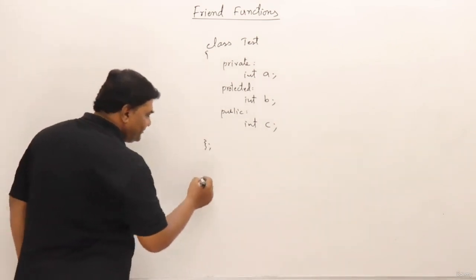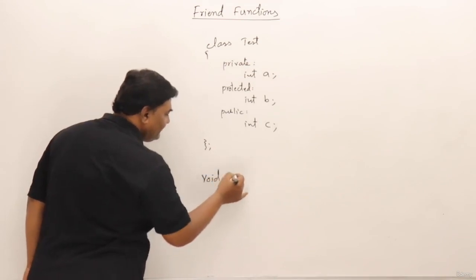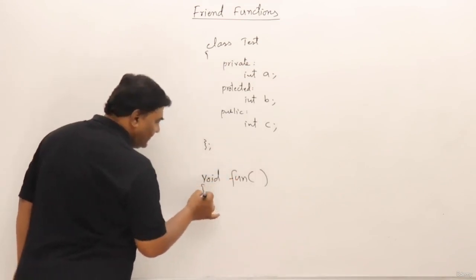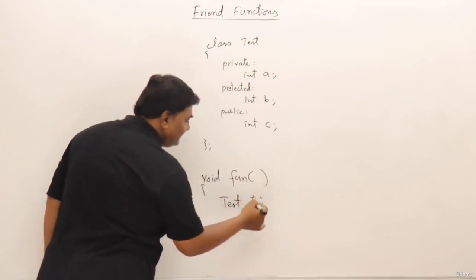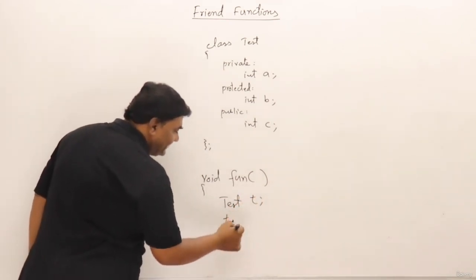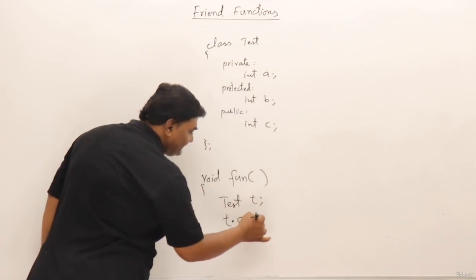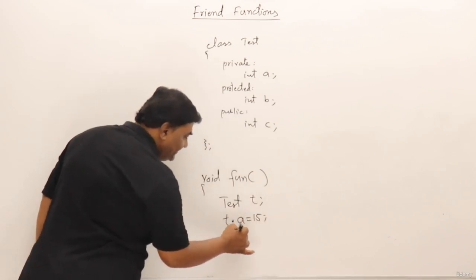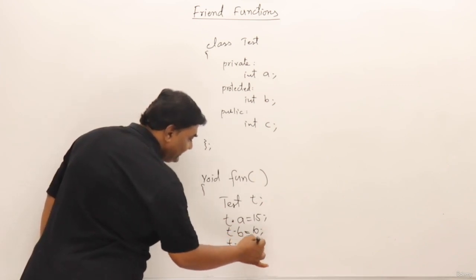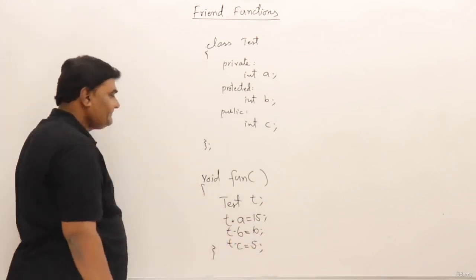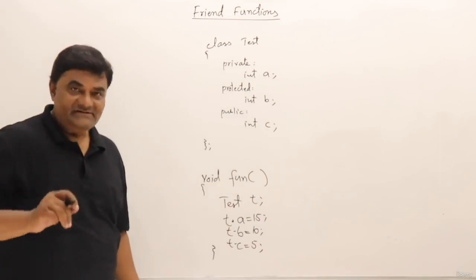Now I will write one function, void fun. Now this is creating an object of class test, t. Can this function access t dot a, assign some value 15, and t dot b, assign 10, and t dot c, assign 5? I want to do this. Now I have an example to discuss this.